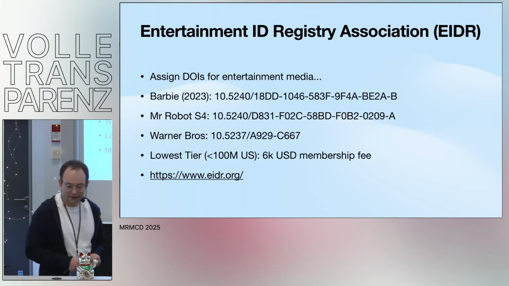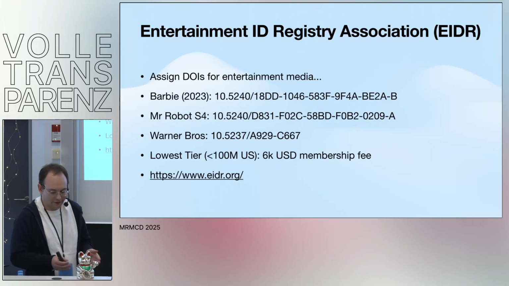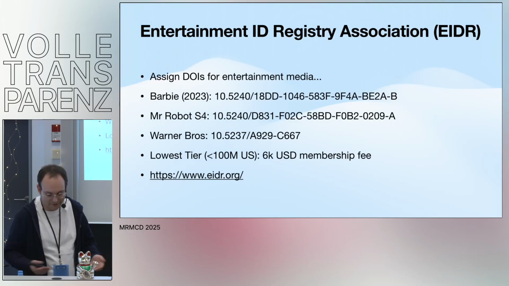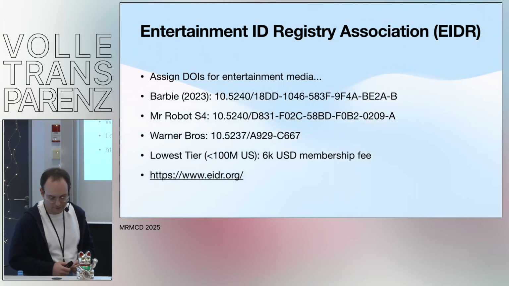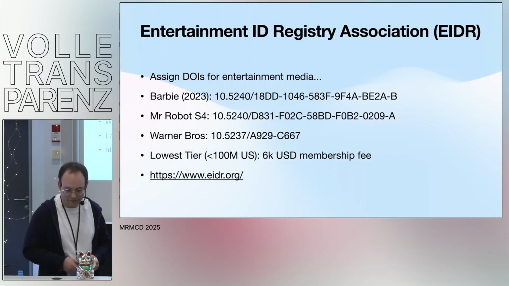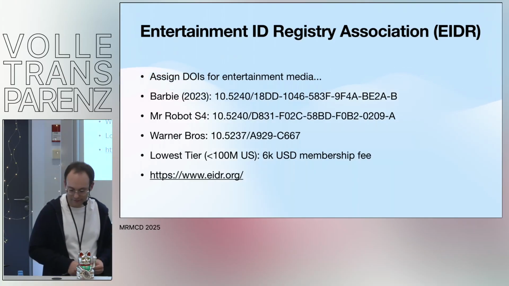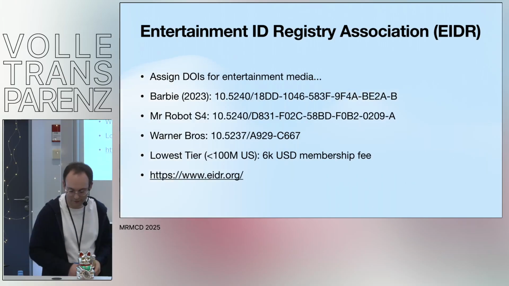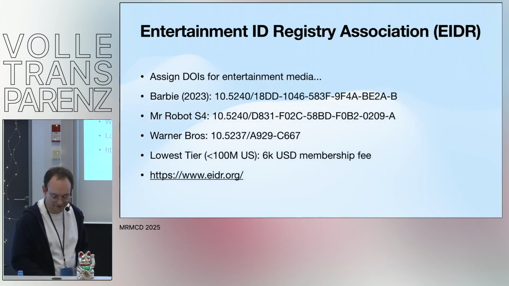Also, some other funny applications I found is the Entertainment ID Registration Association. They do DOIs for a lot of entertainment media. They assign DOIs to movies, they do it for whole series, and for episodes of series. I just put some examples. The Barbie movie has a DOI, but they also do it for organizations, like Warner Bros., which has just one DOI. And if you look at their pricing, their lowest tier starts at a revenue of 100 million USD, and it goes up to billions. So they are more focused on the entertainment industry.